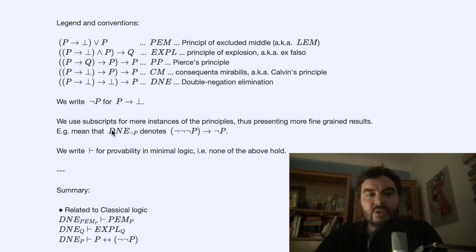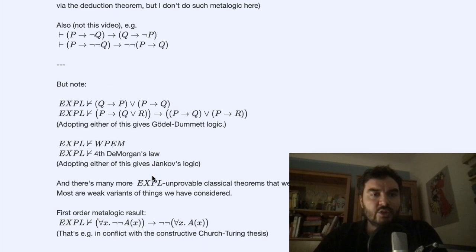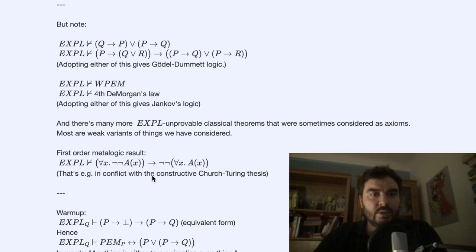So for example, if I write DNE index negation of P, then I mean the instance of the double negation elimination for this particular negated P, and in this case this would be this statement, right? Which, by the way, is also provable already in minimal logic. With that said, let's jump into the proofs.